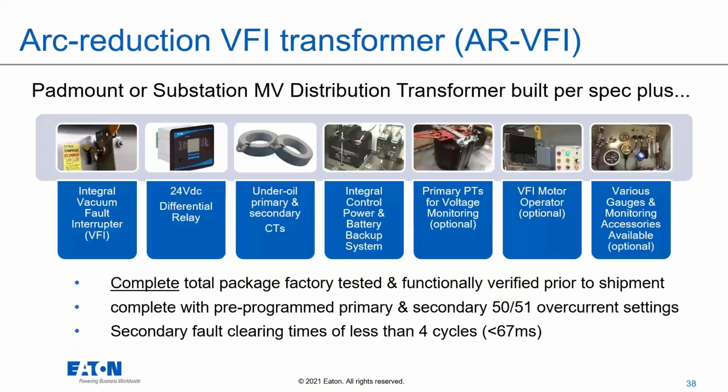Okay, so we talked a lot about the components and what is essential to help reduce the arc flash energy with the secondary relaying scheme. So now just looking at the actual AR-VFI product itself and what's included with it. So the AR-VFI transformer does have obviously a vacuum fault interrupter integrated into the tank. It is a technology that has been around for 25 years or so, and we've been using it. It was in our switchgear group, and we've also been using it in our transformers now for a while.